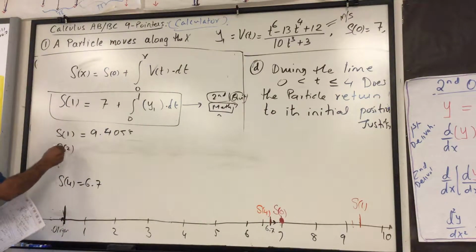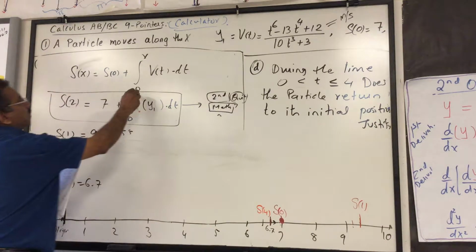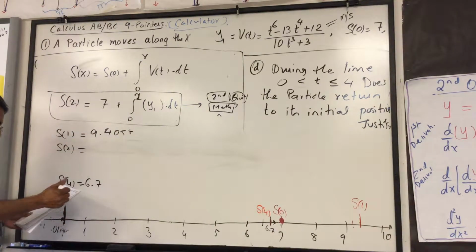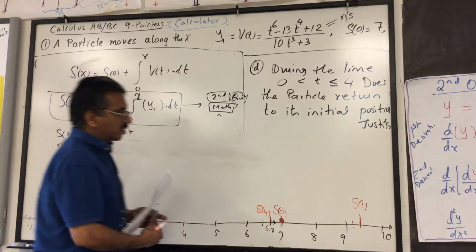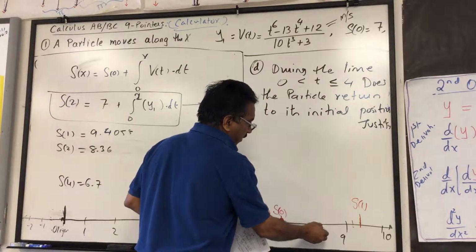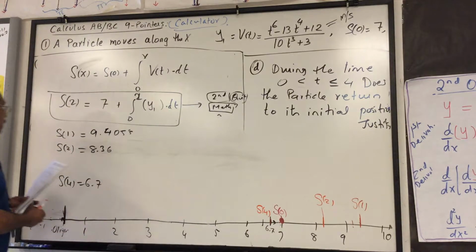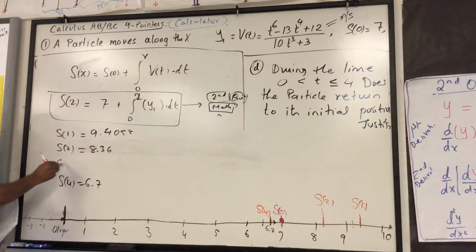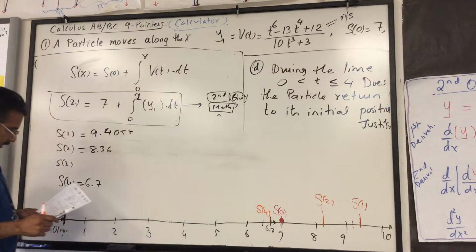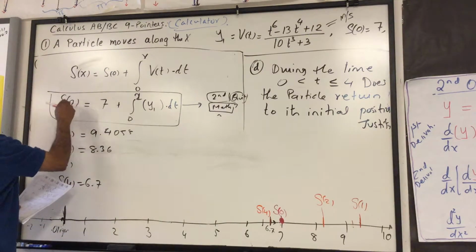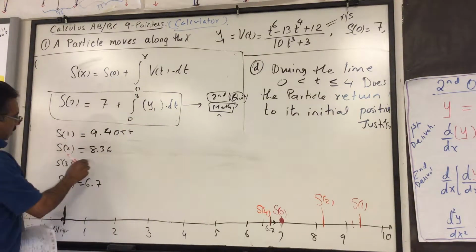If you want to see the position of the particle S of 2, put a 2 here. This will be 2, and then you get the answer as 8.36. So where is the position, 8.36 over here, S of 2. And I want to know what is S of 3. Of course, this is not needed, but I'm just trying to show everything possible. If I put this as 3 and this is 3, that will give you 6.85.